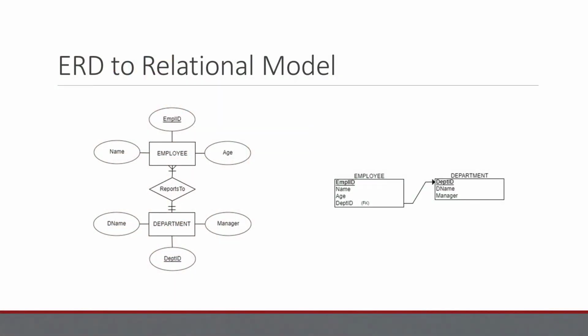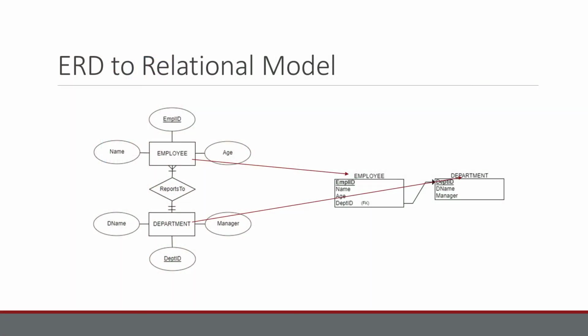Now let's walk through the process of converting an ER diagram into a relational schema. On the left, you'll see the ER diagram, and on the right, the resulting relational schema. Let's look at what each of these components represent. First, remember that all entities get mapped to tables. So we take the employee entity on the ER diagram and map it to an employee table on the relational schema, and similarly with department.